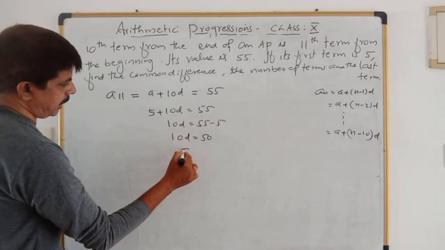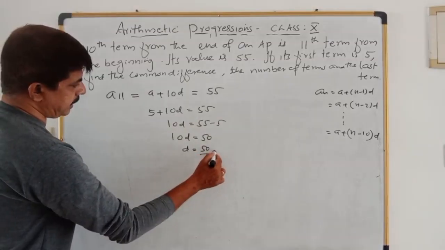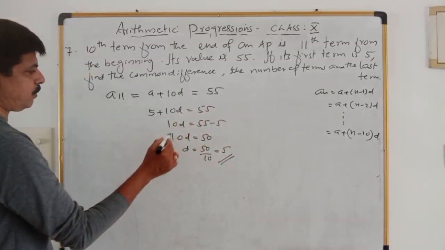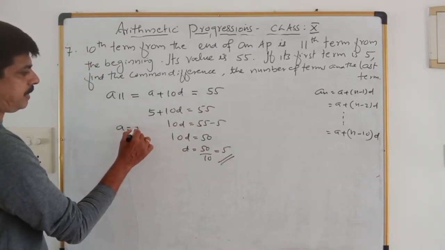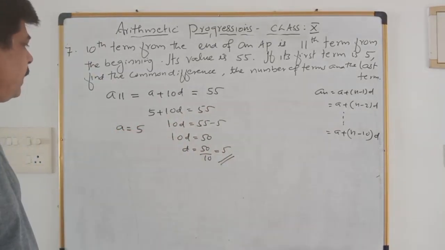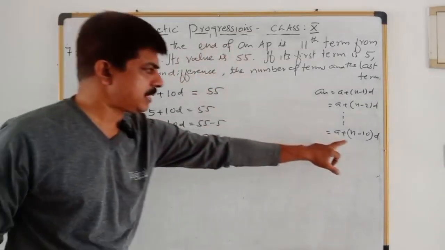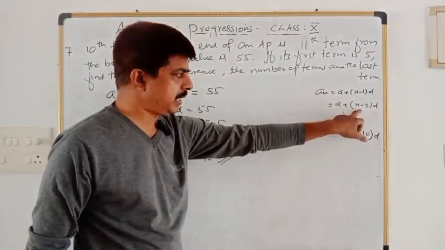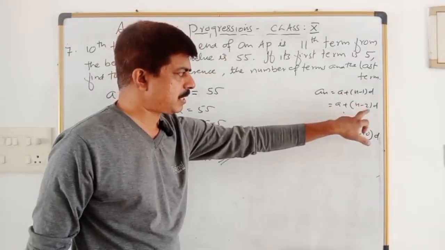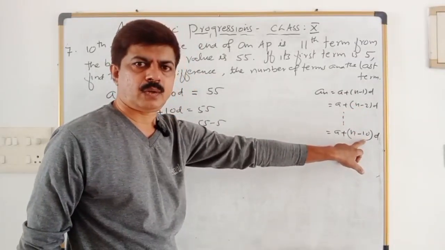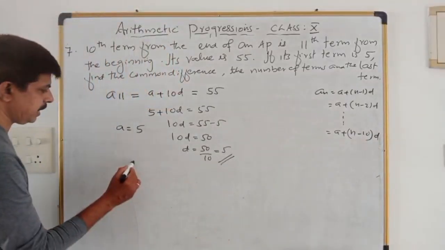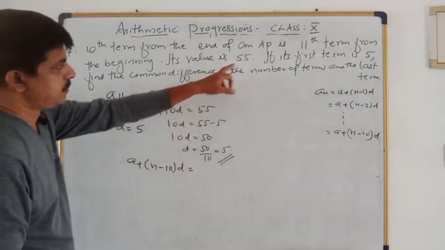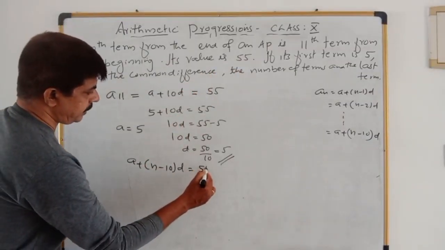10d equals 50. We got the value of d is equal to 50 by 10 is equal to 5. So d is 5. What is the value of a? A is already given in the question. A is given as 5. A is 5, d also 5. Now, what is the 10th term from the end? This is the second term from the end. Like that, third term a plus n minus 3, a plus n minus 4, like that. The 10th term from the end will be a plus n minus 10 into d. Its value is also the same, 55.